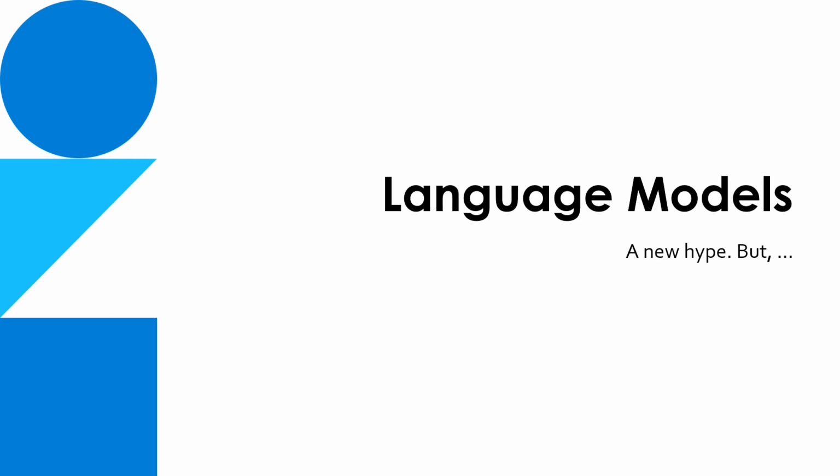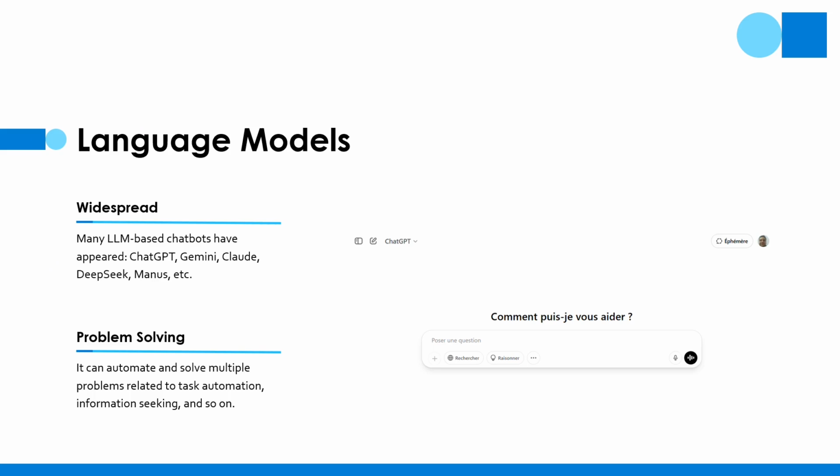So as you know, large language models are the new hype in artificial intelligence. Many LLM-based chatbots have appeared during the last 2 years, ChatGPT, Gemini, and so on. And these LLMs can automate and solve multiple problems such as task automation and information seeking. This makes them very useful for the Wikimedia community.